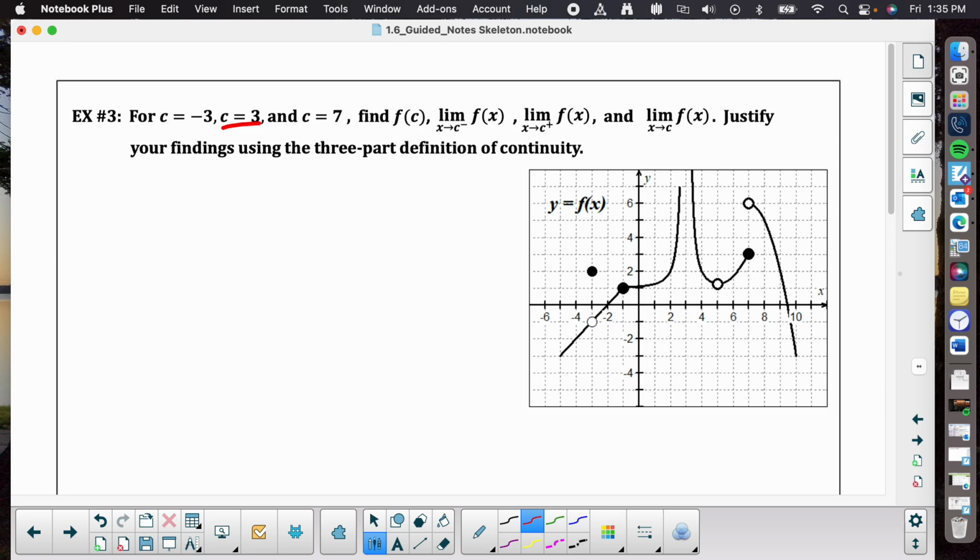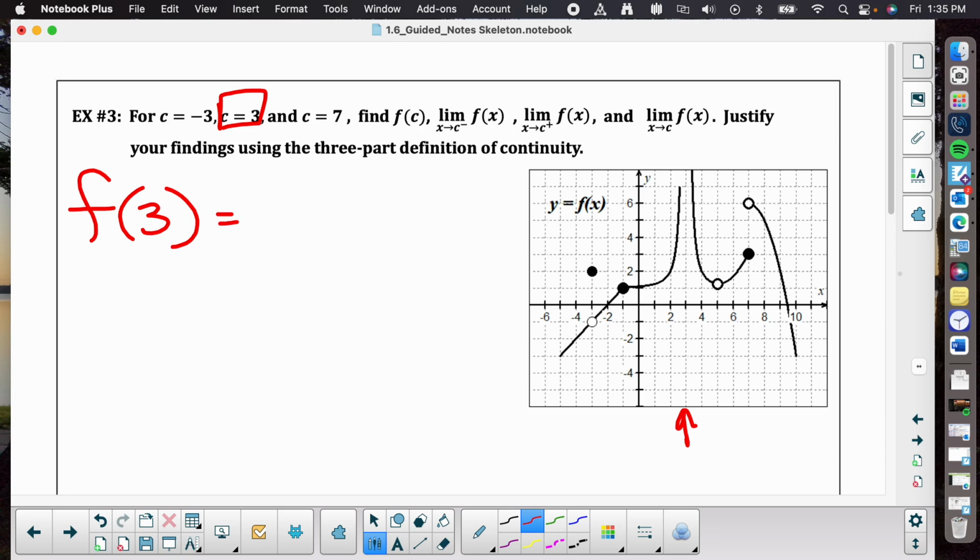11. Where is that? At c equals +3 or x equals +3. So over here. So I would need to find f of 3, limit at 3, etc. Okay, what's f of 3? What would be the height of the graph at 3? It definitely doesn't say.